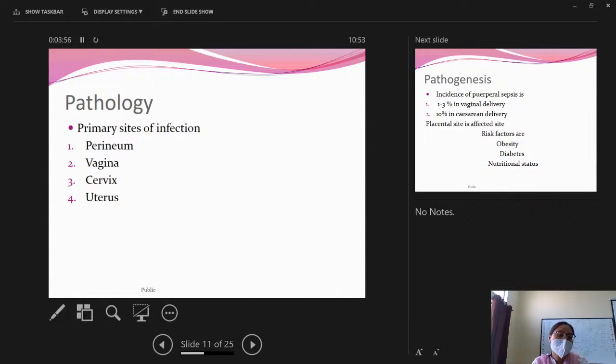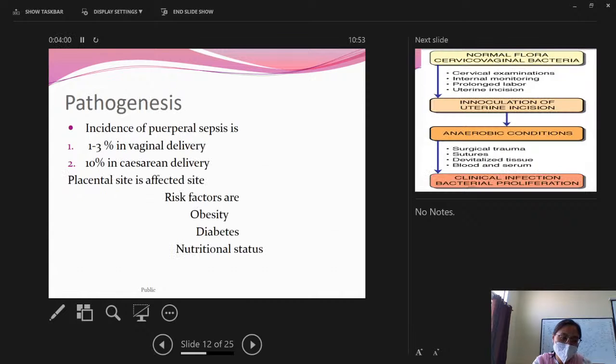Pathology: the site of infection is mostly the perineum, next comes the vagina, cervix, and the uterus. The incidence of puerperal sepsis is more during cesarean section, around 10%. During vaginal delivery, it's around 1 to 3%. The placental site is the affected site in these cases. The risk factors, as I told before, are mostly obesity, diabetes, and malnutritional status like anemia, which increase the risk of puerperal sepsis.